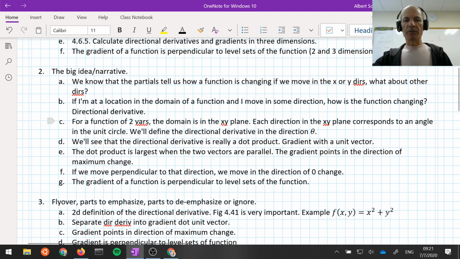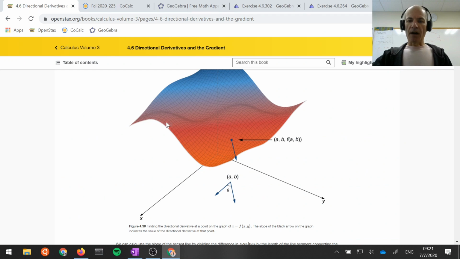So the directional derivative is giving me information about the domain of the function. So if I'm in the domain, remember in this particular instance, the domain of this function is in the xy plane, and I'm at some point in the xy plane, say (a, b). I want to know what's going to happen if I move in the domain, if I change the values that I'm plugging into f in this direction, or if I change the values in this direction or this direction, right? I want to understand how the function's going to change.